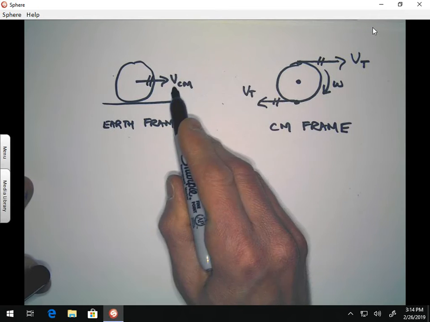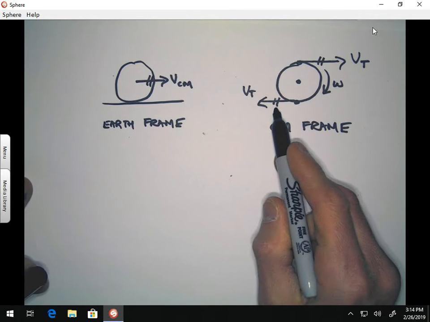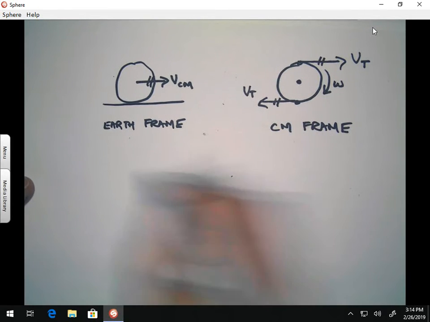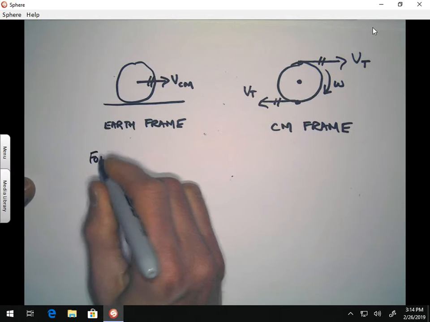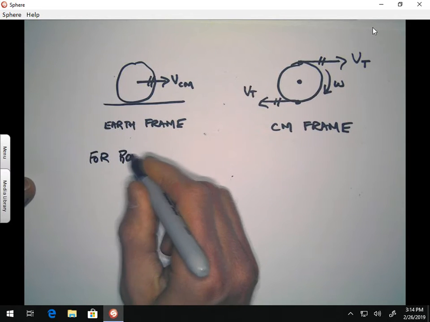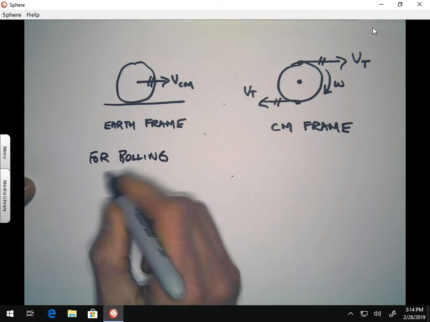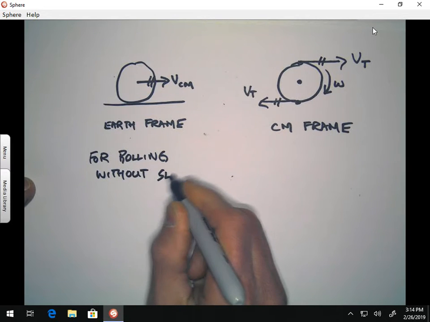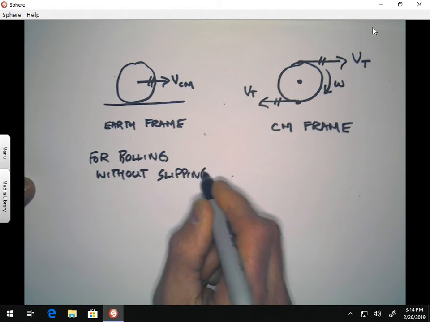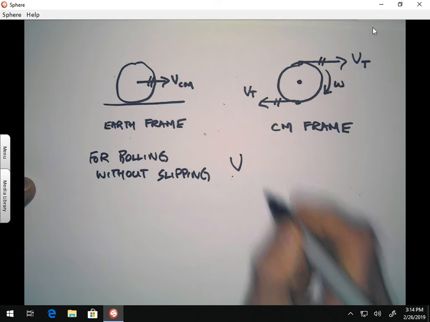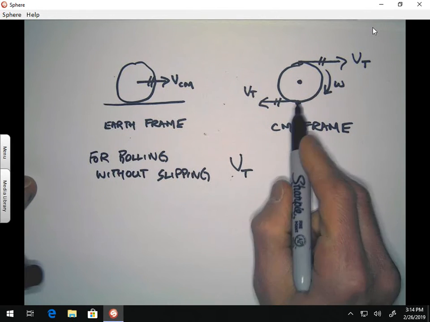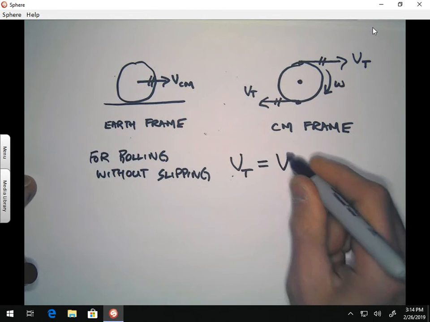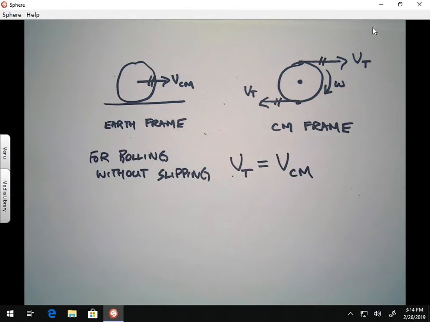The center of mass velocity and the tangential velocity have to be exactly the same. So for rolling without slipping, the tangential velocity of the outer part of the wheel must be equal to the center of mass velocity of the center of the wheel.